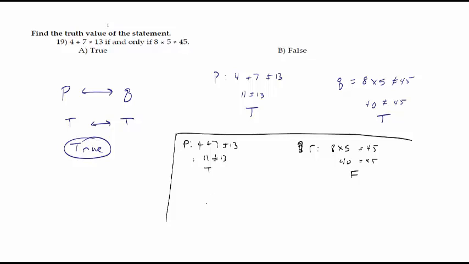Now, going up here and rewriting it, I would have P if and only if R. P's truth value is true. R's truth value is false. So now I have the statement true if and only if false, and that will be a false statement. Like I said, this is just like the other ones, except you have to figure out the truth values for your P, your Q, your R, whatever you're given.